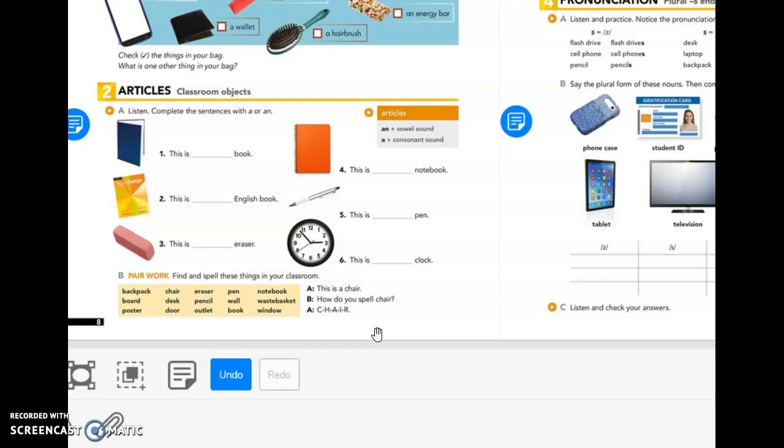Espero que te haya sido muy útil este video. Recuerda los artículos, que eso es lo que vamos a trabajar, y los demonstrative pronouns, ¿ok? Parte de Classroom Objects es vocabulario, así que a estudiar.